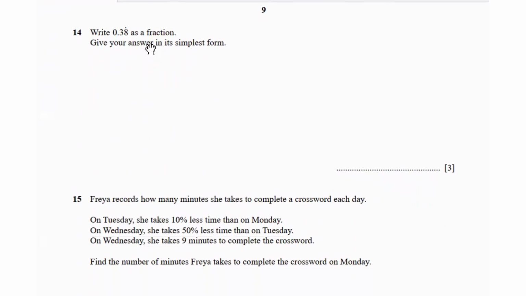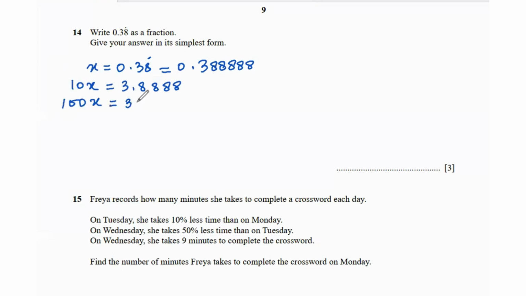Question 14 says write 0.38 recurring as a fraction. For 0.38 recurring as a fraction, first let's assume that x equals 0.38 recurring. Now 0.38 recurring is basically 0.3888 and so on. 8 is being repeated, not 3. So next, if x equals this, 10x would equal 3.888 and so on. And 100x would be 38.888 and so on.